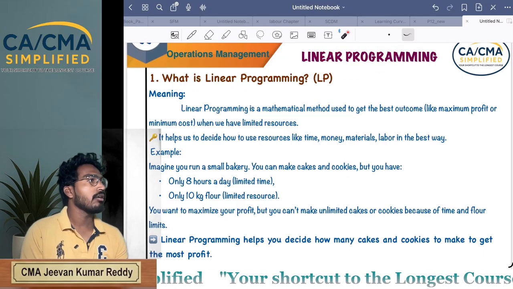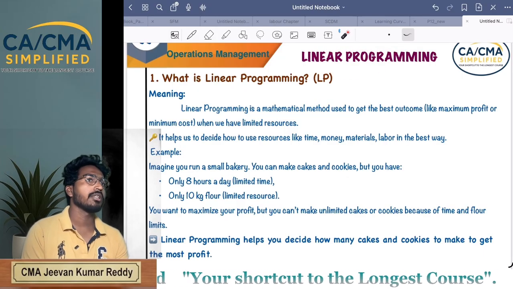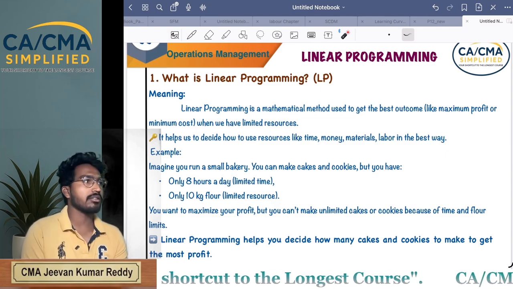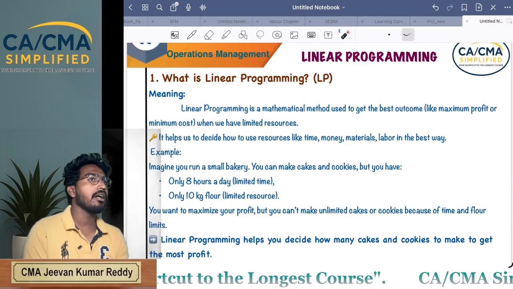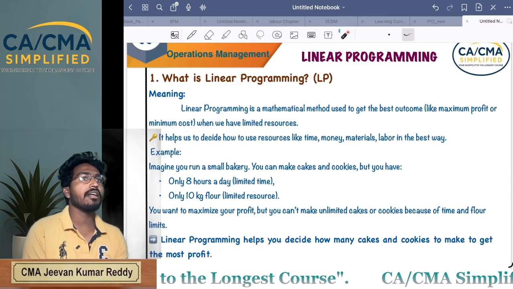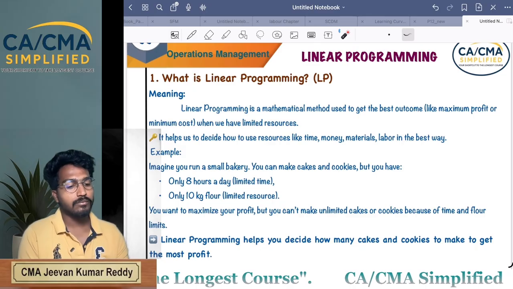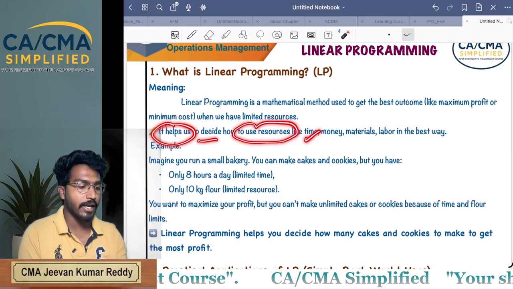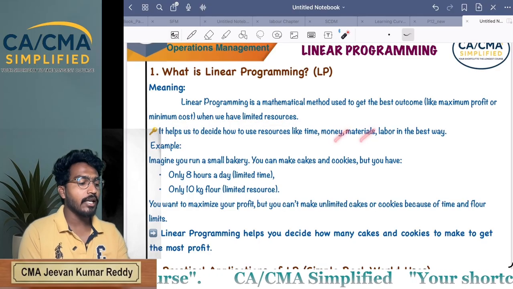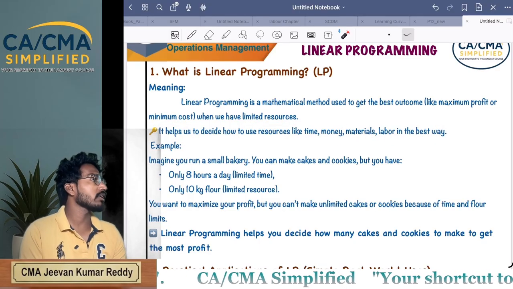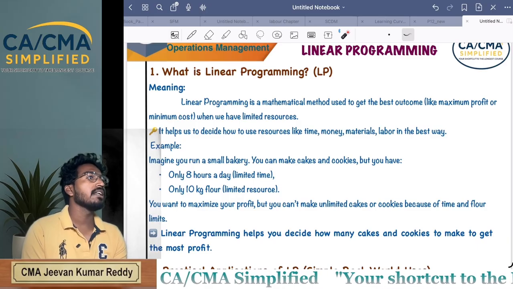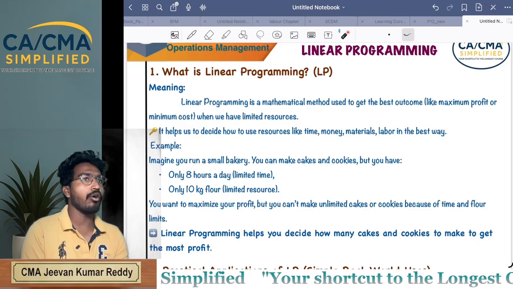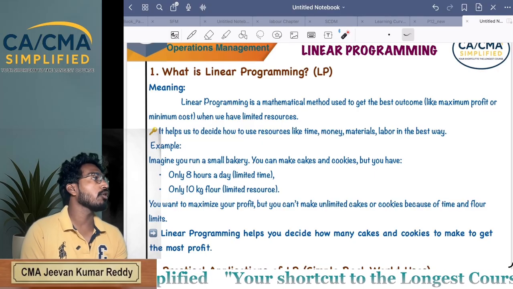An optimization model. What will an optimization model do? It will maximize the profits or minimize the cost. It will consume the least amount of resources to get maximum benefit. It helps us to decide how to use resources like time, money, material, labor in the best way. So it will utilize the least resources to get the maximum or best output or best amount of benefit.